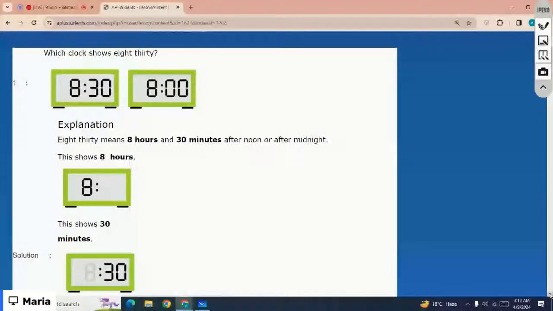Yes, right. The first number shows the hours and the second one shows the minutes. So it's 8 hours and 30 minutes, right? Let's start with it.